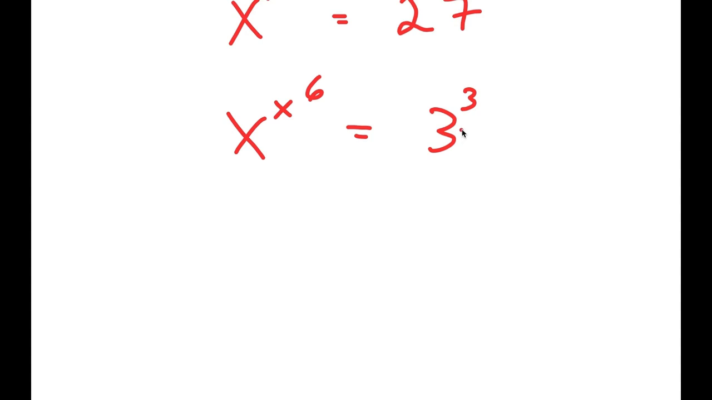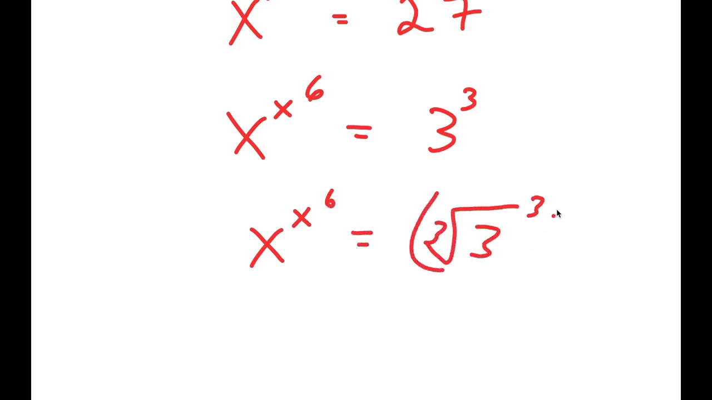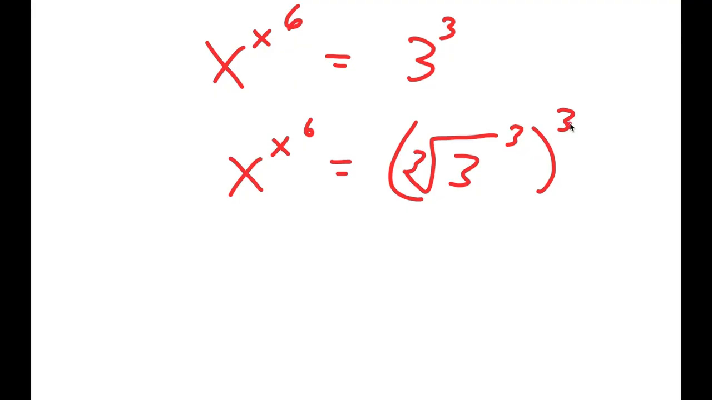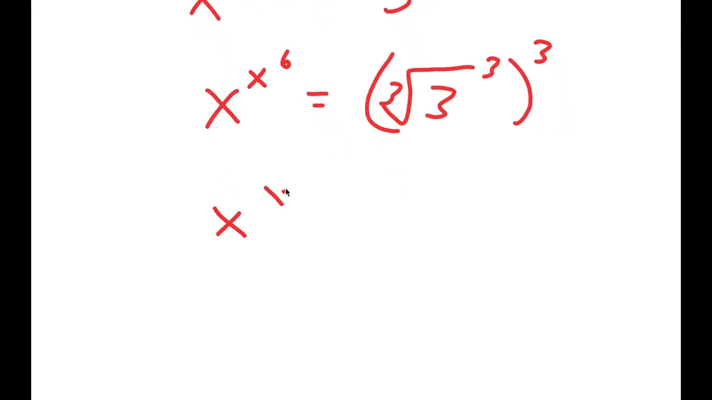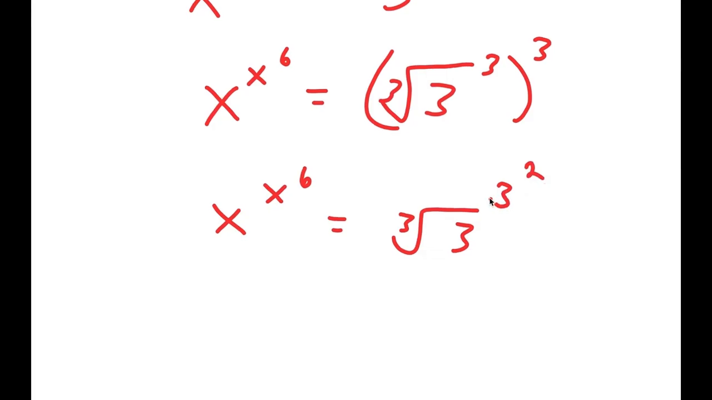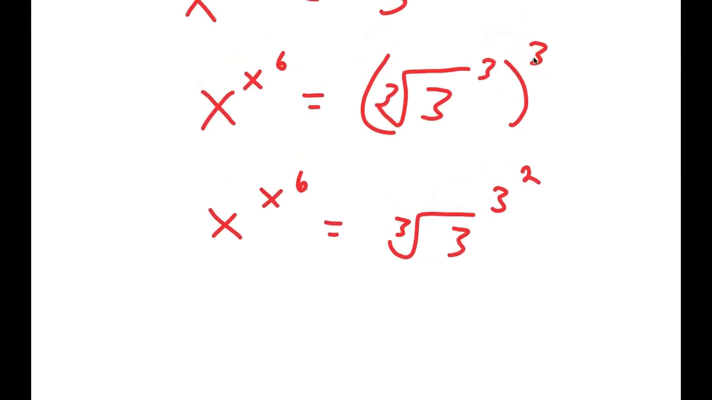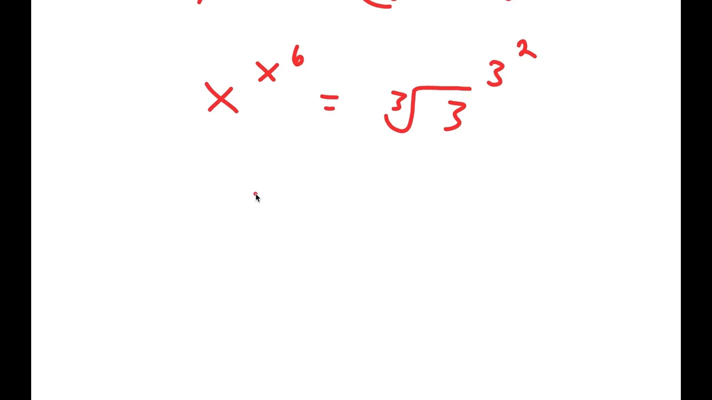And now from here, this is the same thing as x to the power of x to the power of 6 is equal to the cube root of 3 to the power of 3 to the power of 3, which is equal to the cube root of 3 to the power of 3 squared, because 3 times 3 is 9, and 9 is the same thing as 3 squared.